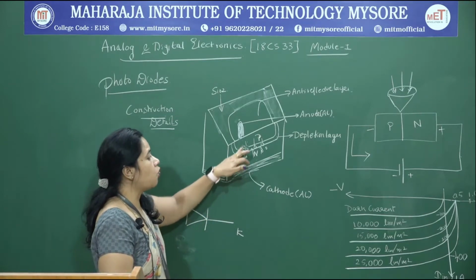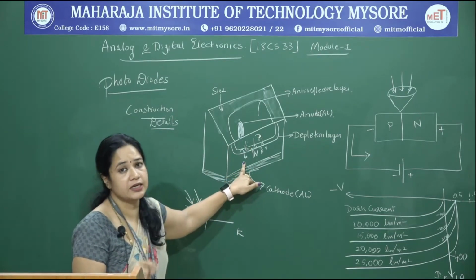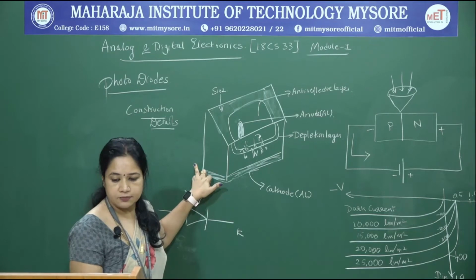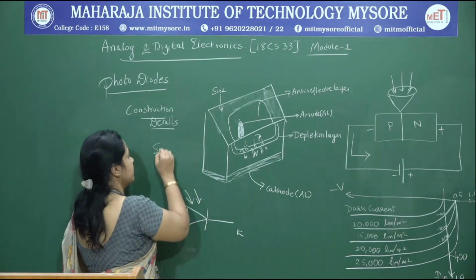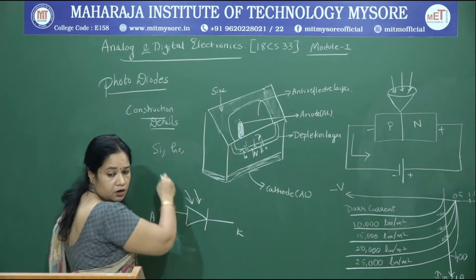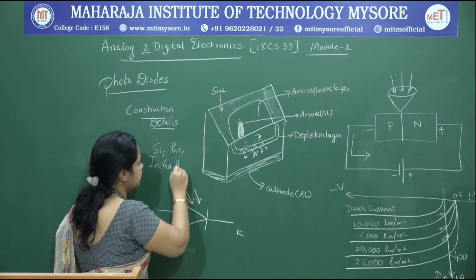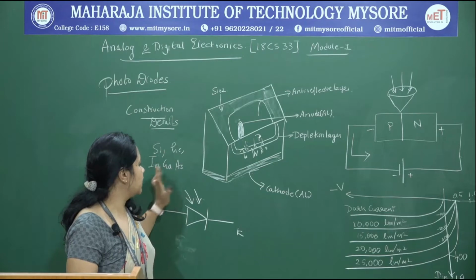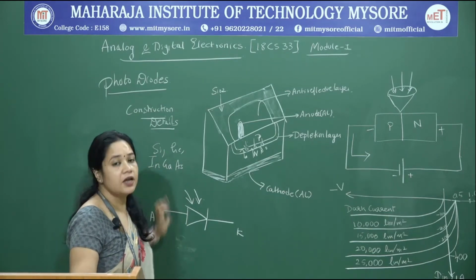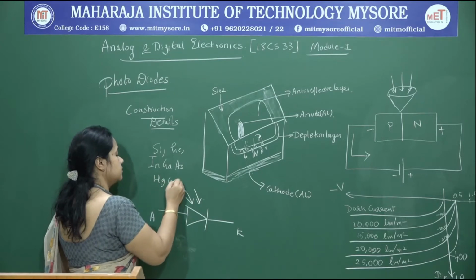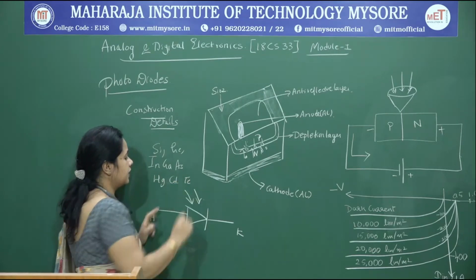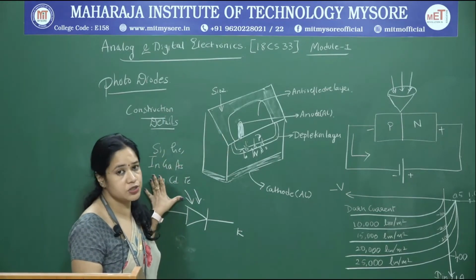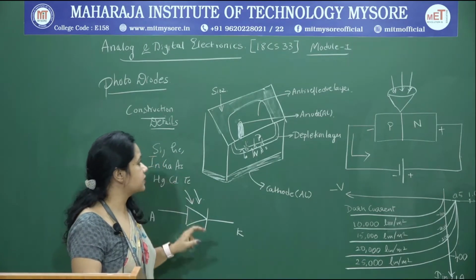And please note, we use special types of semiconductors for forming a photodiode. It could be constructed using silicon, germanium, indium gallium arsenide and so on. So special semiconductor materials like silicon, germanium, indium gallium arsenide, mercury cadmium telluride are usually used to construct photodiodes.